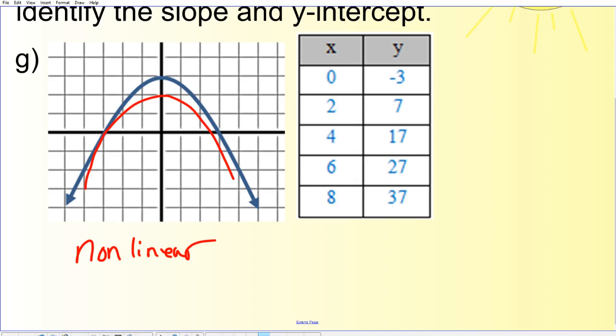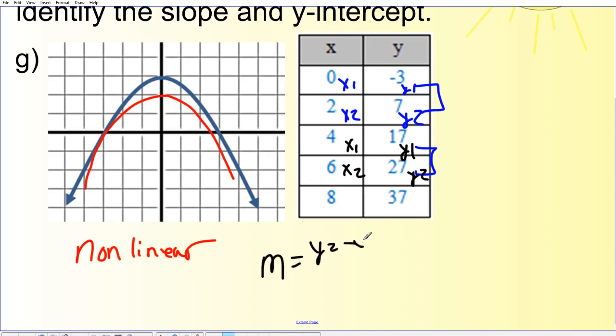Okay, so the way we're going to do it is we're going to have to find slope at two places. So if I find slope here and here, why not? x1, y1, x2, y2, and in black, x1, y1, x2, y2, and the formula, m equals y2 minus y1 over x2 minus x1. That is the slope formula. That is how you find slope.